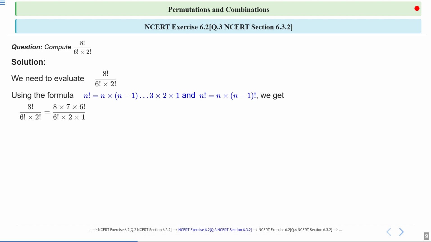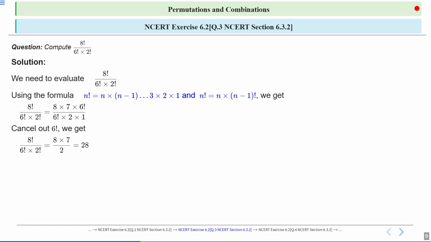Now, we will use the formula n factorial is equal to n times n minus 1 times n minus 2 into dot dot dot 3 into 2 into 1. And we know the important property, n factorial is equal to n times n minus 1 factorial. So we get here 8 factorial upon 6 factorial into 2 factorial, which is equal to 8 into 7 into 6 factorial upon 6 factorial times 2 into 1. So here 6 factorial will be cancelled out, and then you will get the simplest form of this expression.